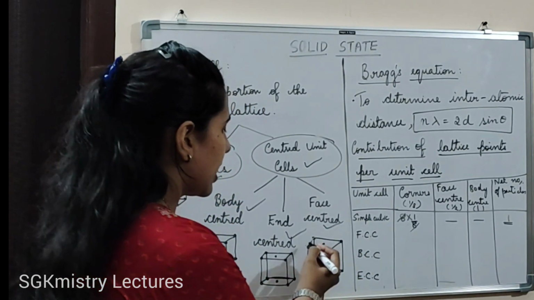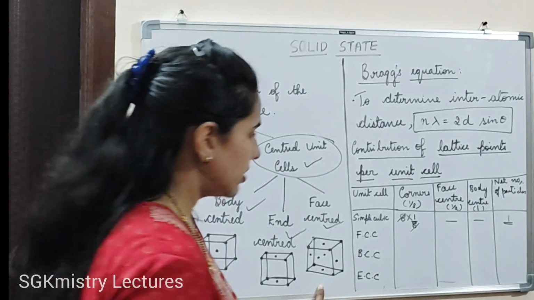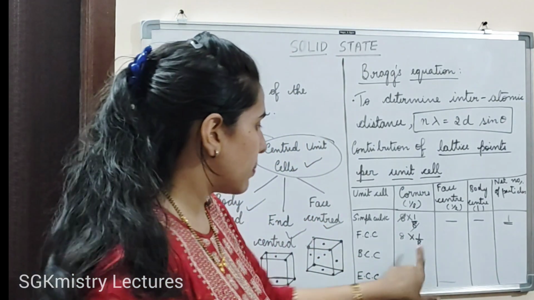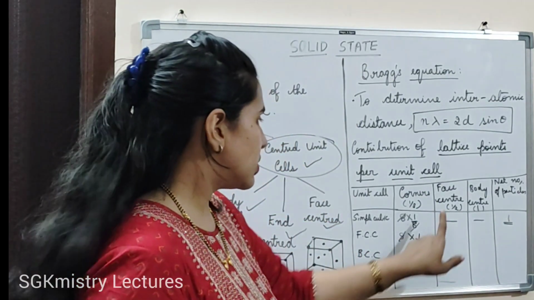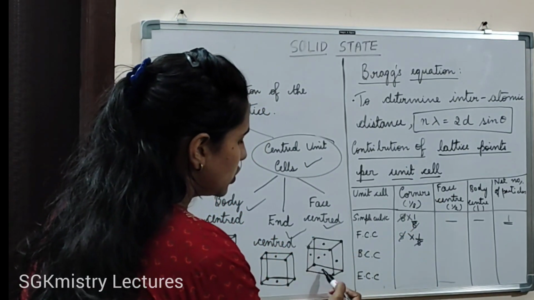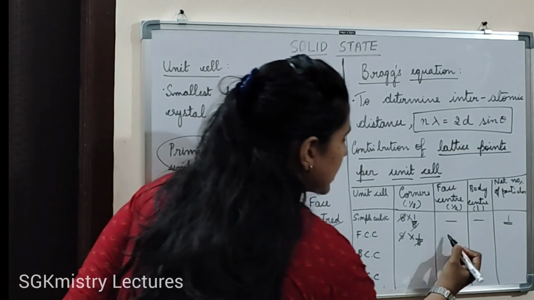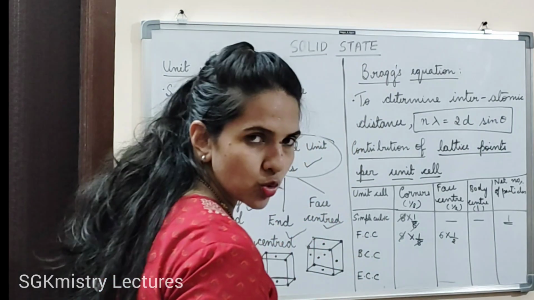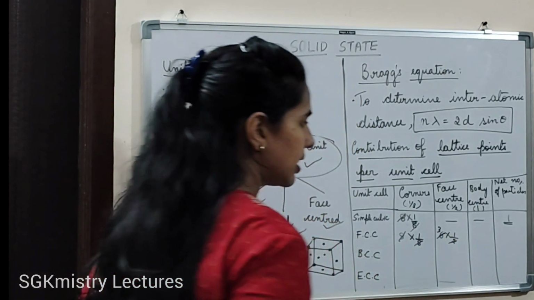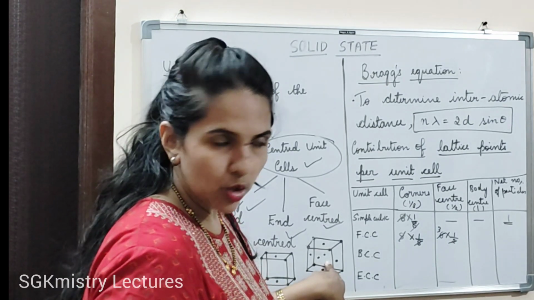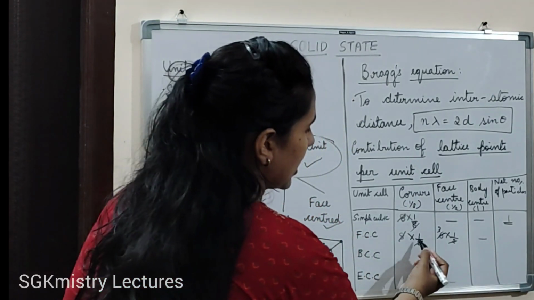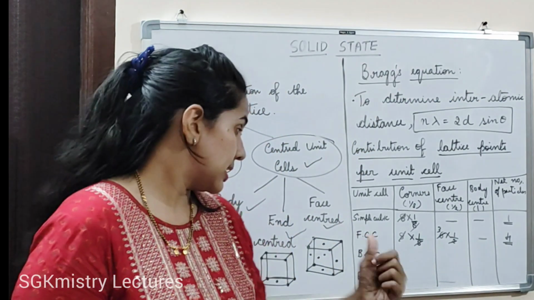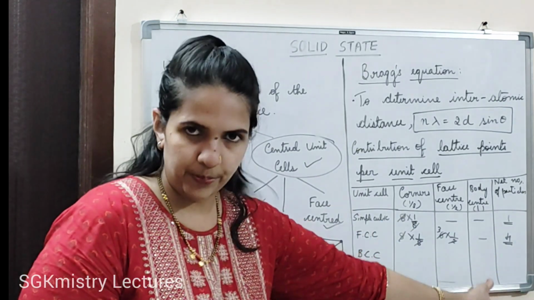Here there are 8 atoms in the 8 corners, and the contribution of atoms in the corner is 1 by 8. So 8 and 8 cancel with each other. In the face center, there are 6 atoms, one in the center of each face, and the contribution is 1 by 2. So 6 into 1 by 2 is 3. There is no atom in the center of the unit cell, so this is nil. Here we have 1 plus 3, that is 4. So the total number of particles present in the face centered unit cell is 4.